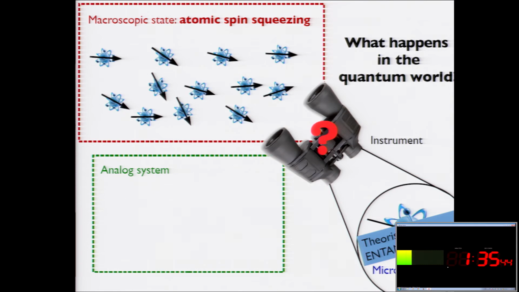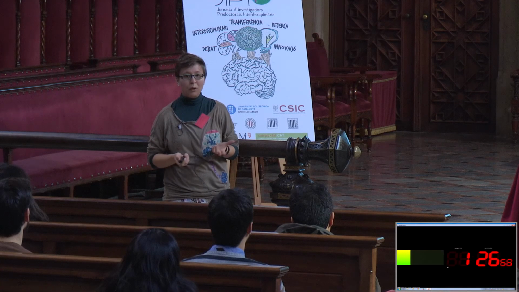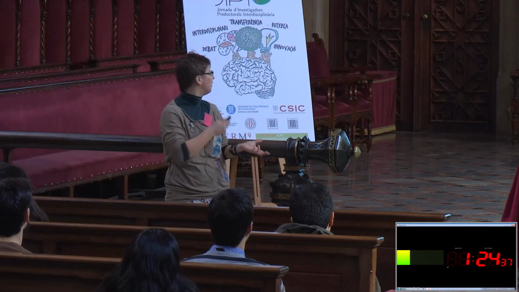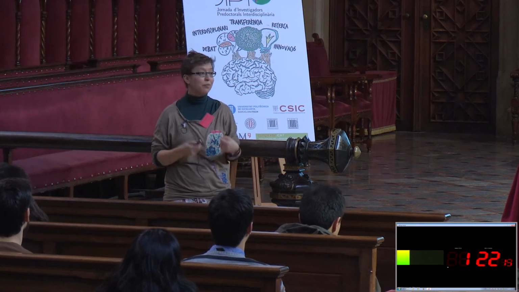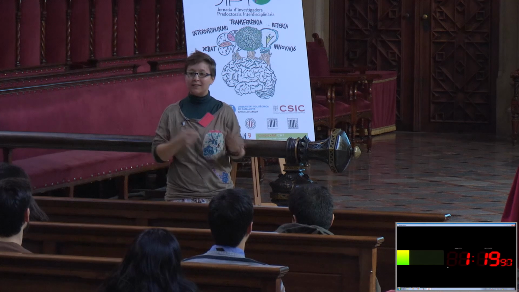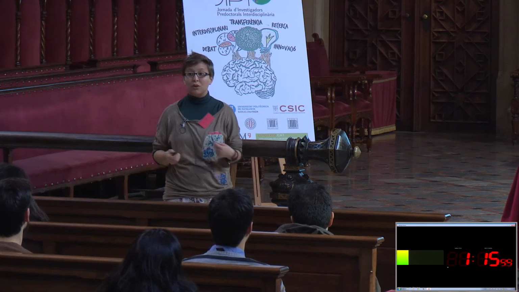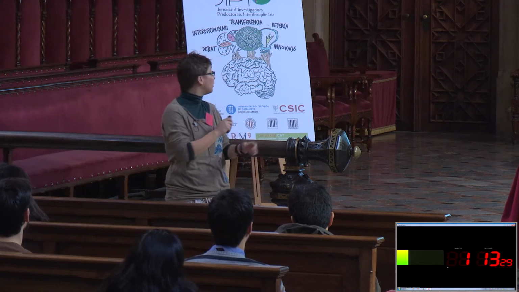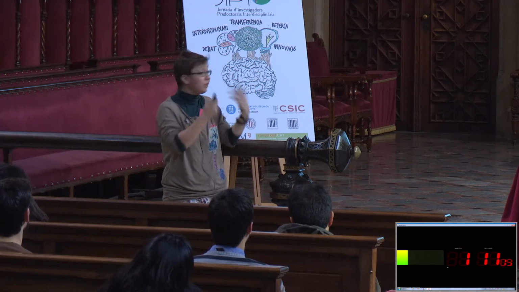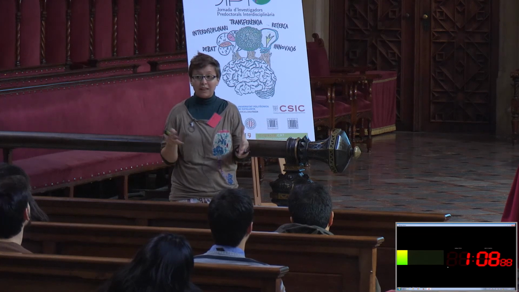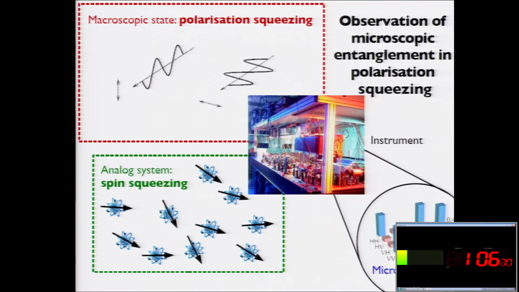The problem is that there is no instrument nowadays to look at the single atoms in the cloud. So in our group we thought of a system that can be described mathematically in the same way as the spin of the atoms, and that is the polarization of light. What we did was to reverse the situation. We produced a state where the thing that we squeeze is not the spin of the atoms, but the polarization of light. And this we can do in the lab.